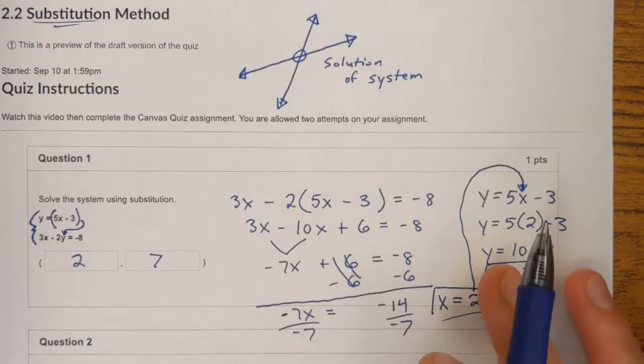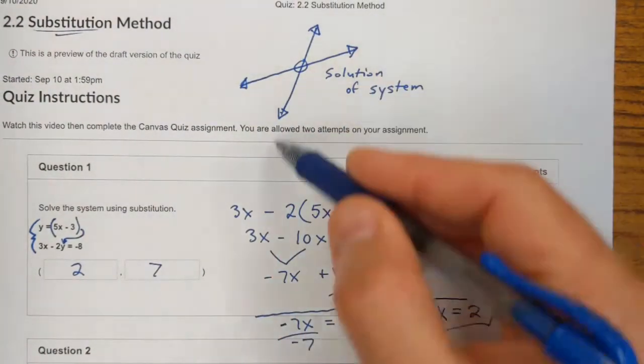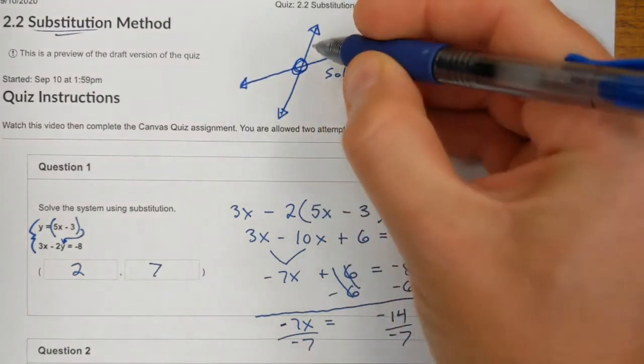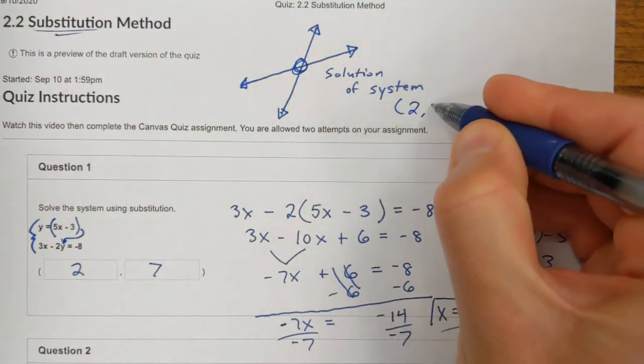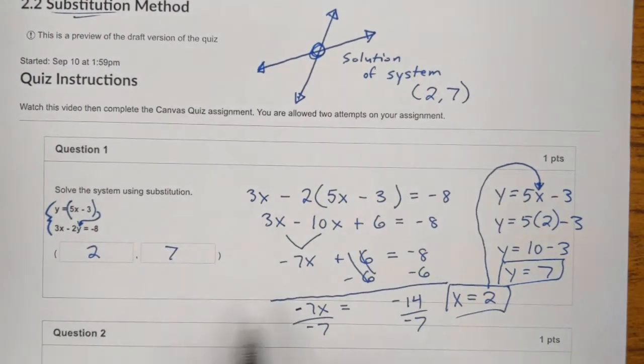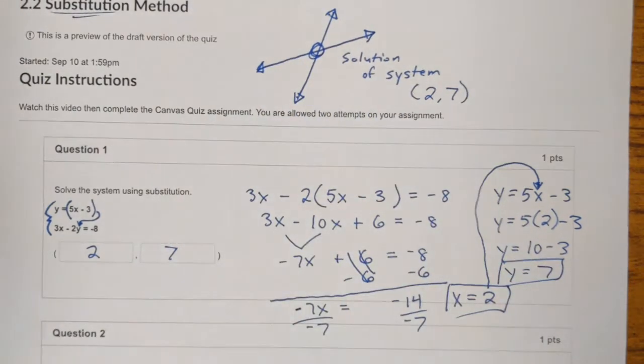And just if you're a visual learner, think about what you're doing. The point where these two lines cross is right here. It is at 2, 7. But with this technique, we do not need graph paper to figure that out.